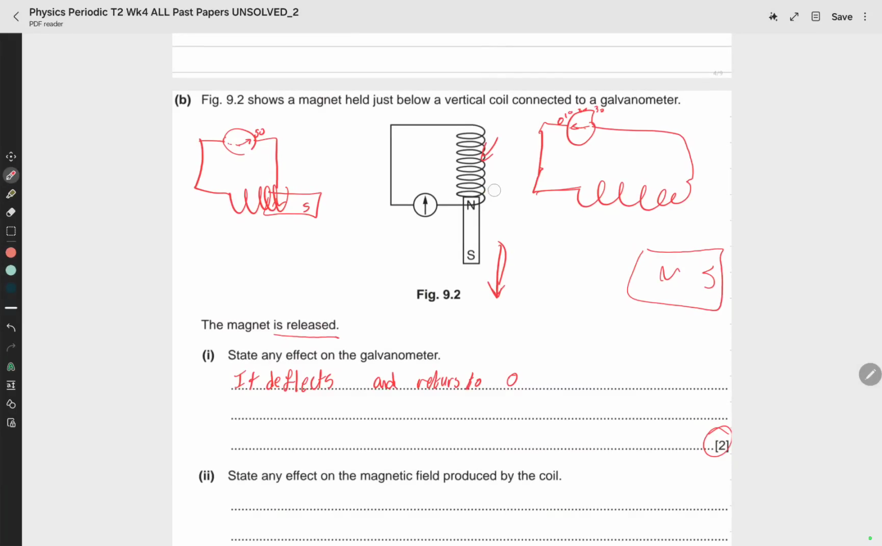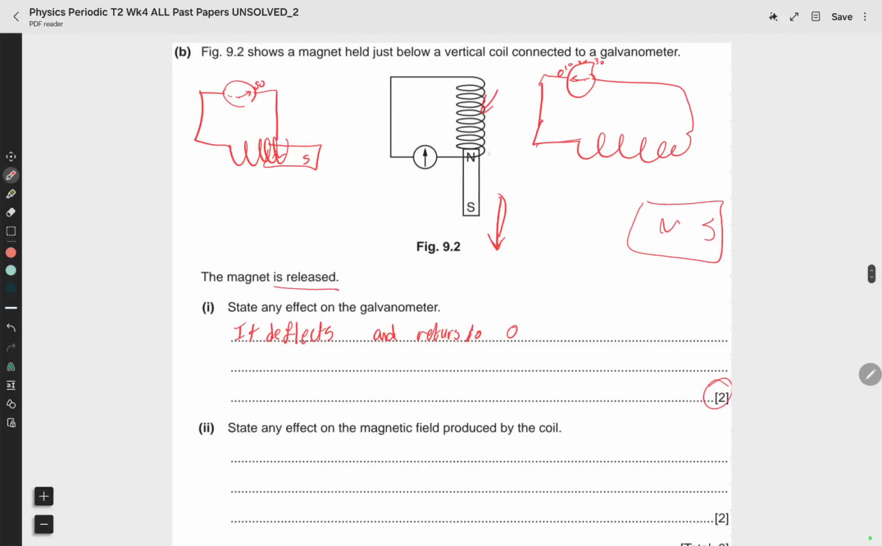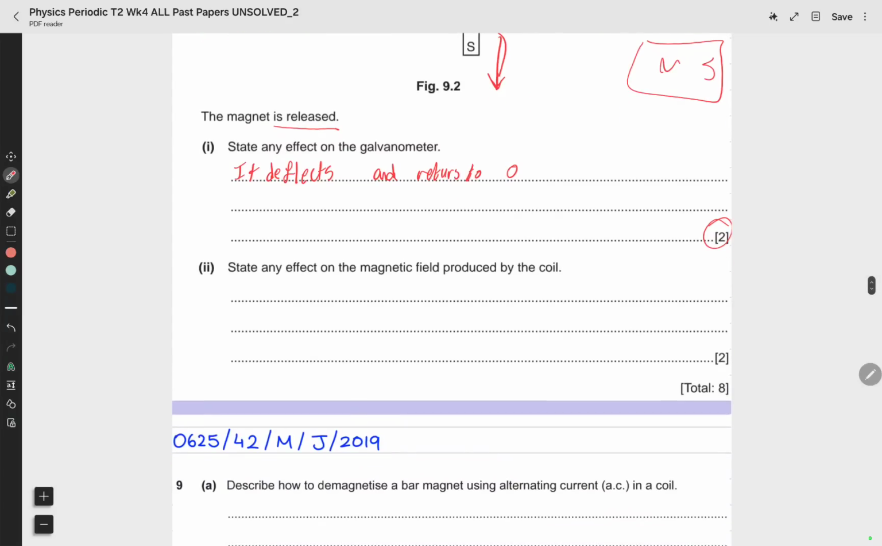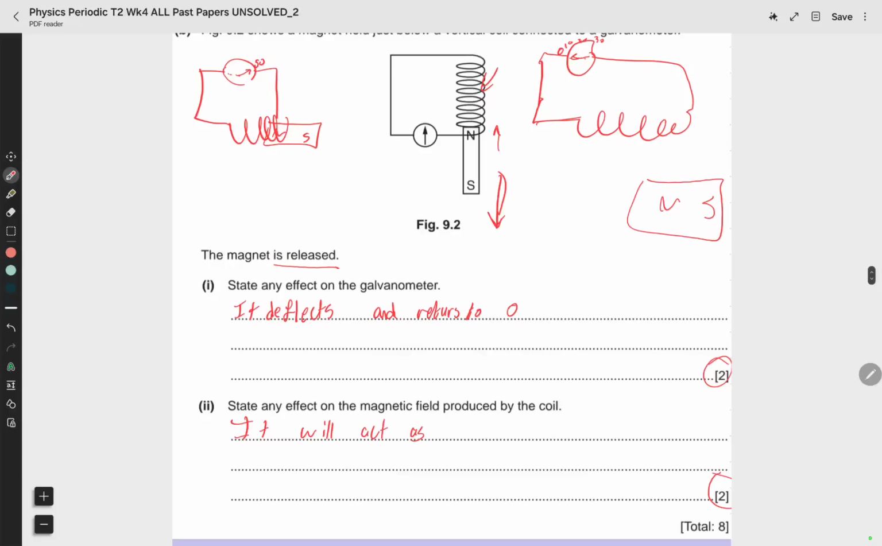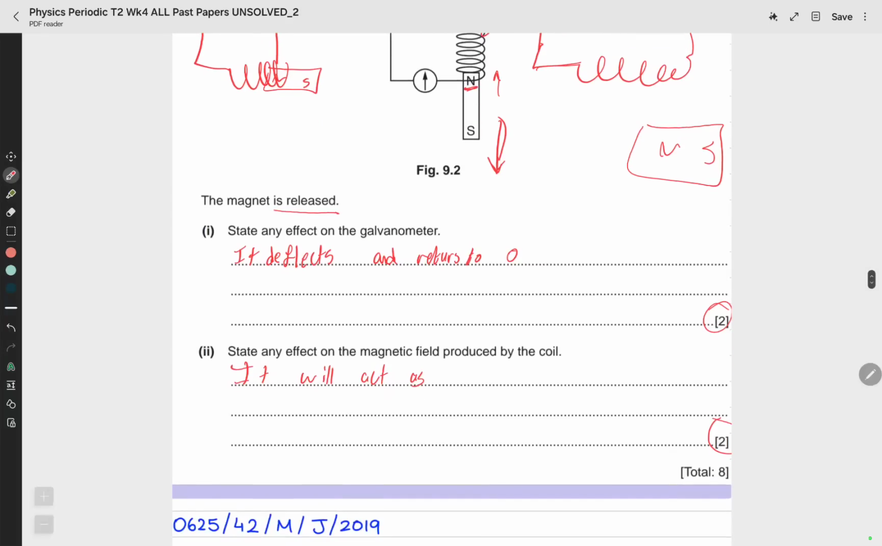So state any effect on the magnetic field produced by the coil. What's the magnetic field of the coil going to be? It's going to be pulling it back up, so it's going to attract. It will attract. Let's say it will act as what? Always state the polarity. Since it's 2 marks, if you just say it's going to push it back up, pull it back up, it's going to be wrong. You need to say extra stuff. That's the thing with IGCSE. Always check how many marks, and according to how many marks, write as much as you can. This is north, so to pull it back up, it will act as a south pole and attract the magnet.